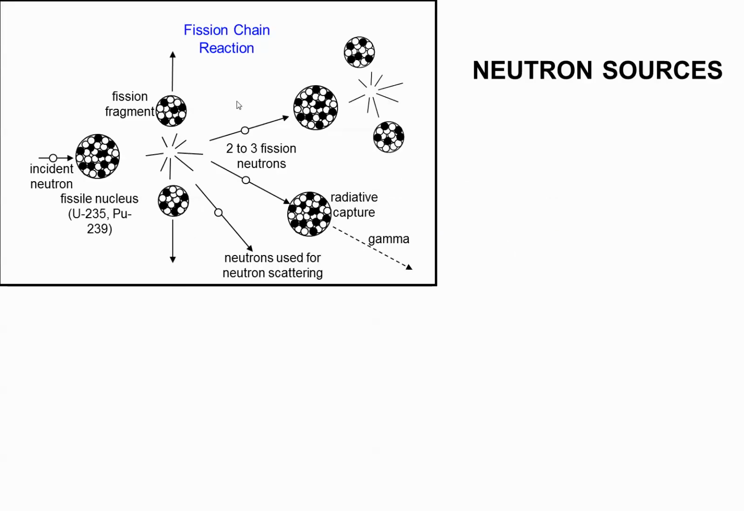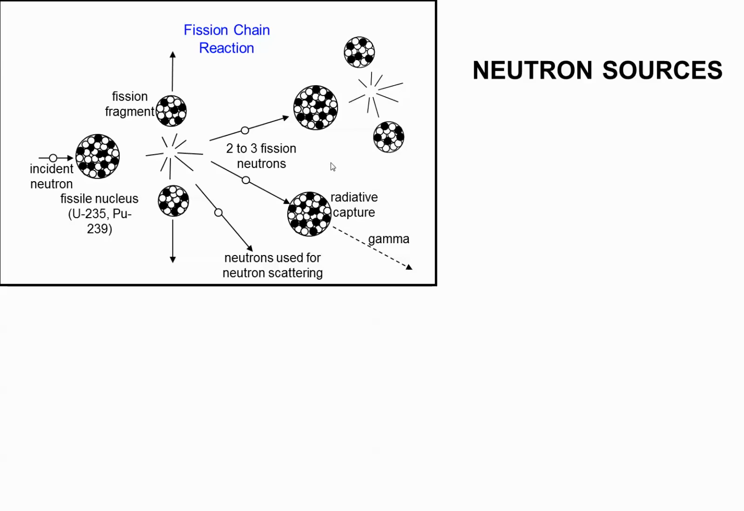Neutron sources. The main one is the fission chain reaction in the nuclear reactor. An incident neutron is absorbed in a fissile nucleus like uranium-235 or plutonium-239. A fission nuclear reaction takes place, giving two fission fragments and 2 or 3 neutrons, which when slowed down in water, in the moderator, give more and more fission reactions.